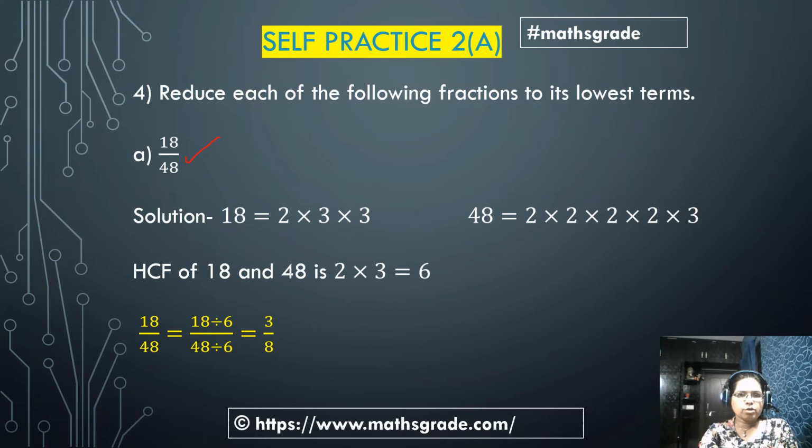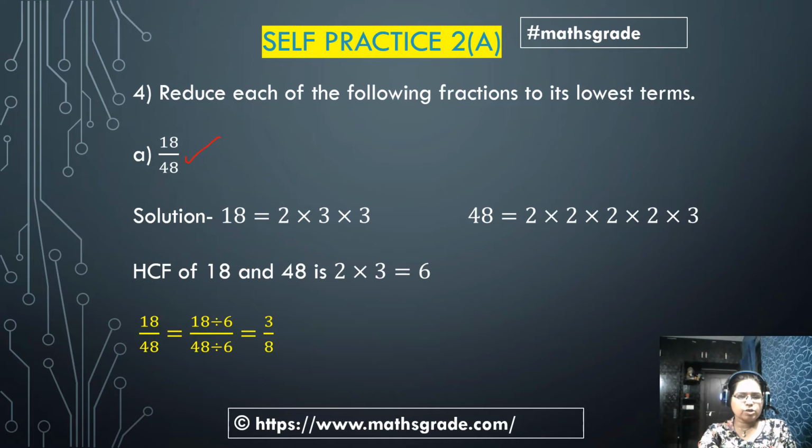When we reduce a fraction to its lowest form, first we have to find the HCF, the highest common factor, and then divide the numerator and denominator by the highest common factor. The fraction that we get after dividing by the highest common factor is the lowest form of that fraction. Now we first have to find the highest common factor of 18 and 48.